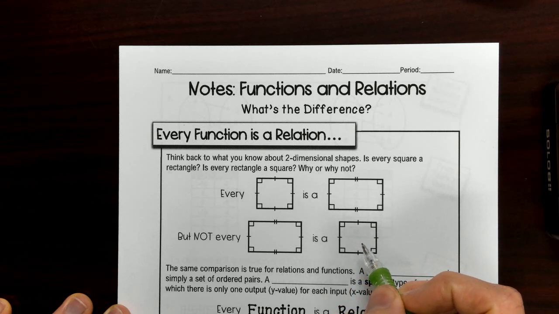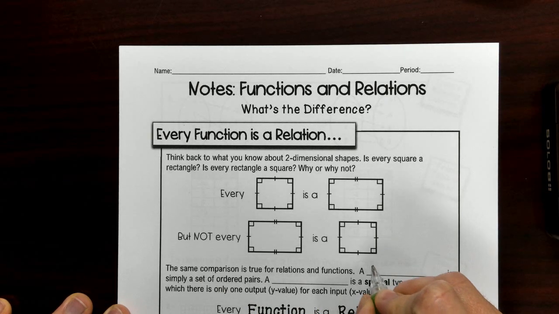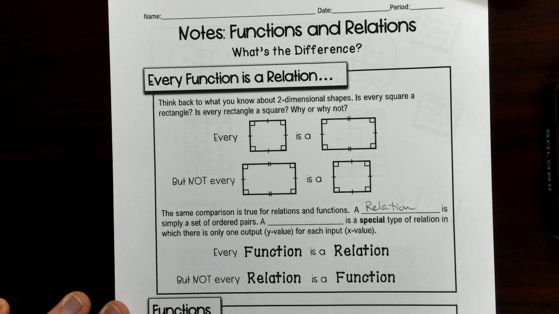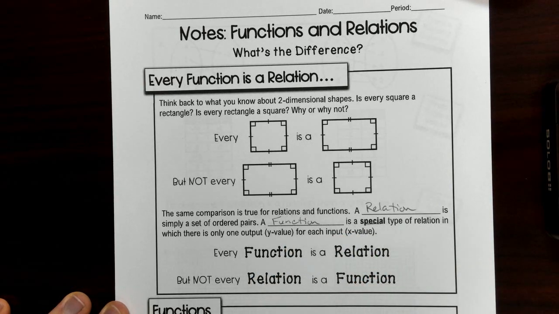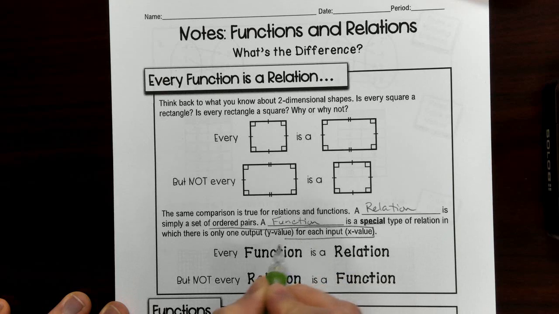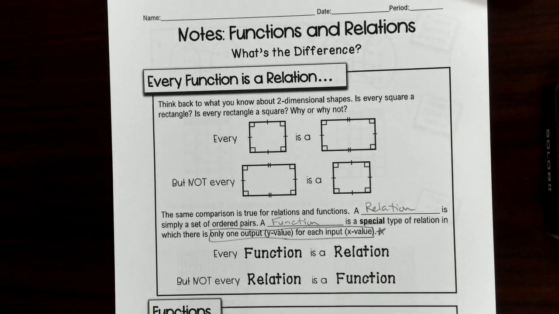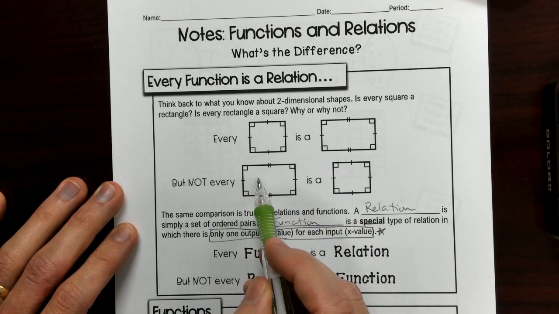In the same respect, we can look at functions and relations. The same comparison is true for relations and functions. A relation is simply a set of ordered pairs, a bunch of points put together. A function is a special type of relation in which there is only one output, or the y value or range, for each x value. Again, this is your key right here, guys. Do not forget that. That's the difference between just a relation and a specific type of relation, which is a function. So every function is a relation, but not every relation is a function.